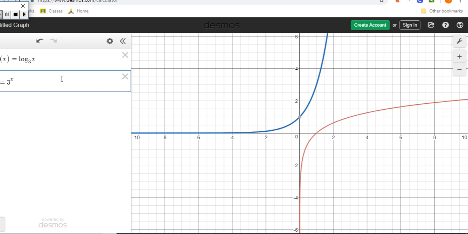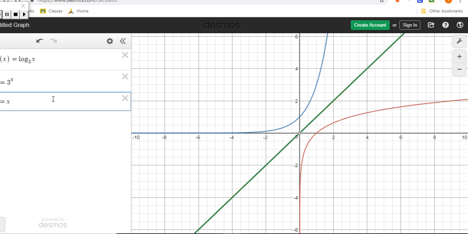So here are the two different functions. The red one is the log base 3 of x, and then the blue one is y equals 3 to the x. And notice they're inverses of each other. So if I draw the line y equals x, they'll be reflected across that line.